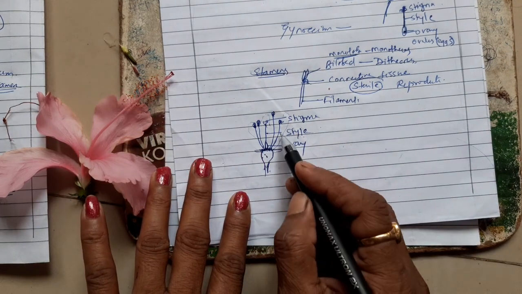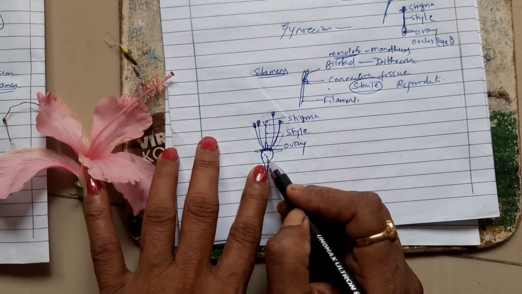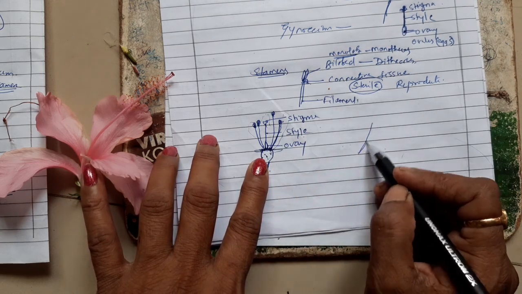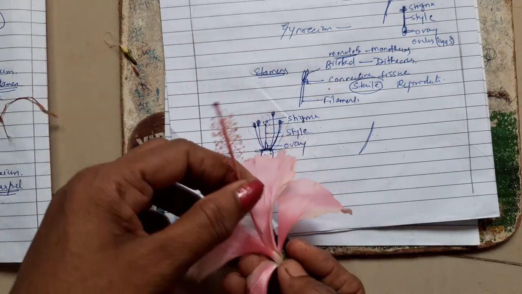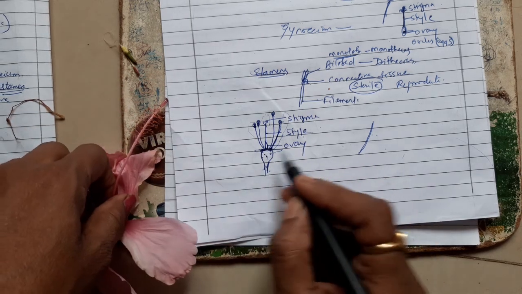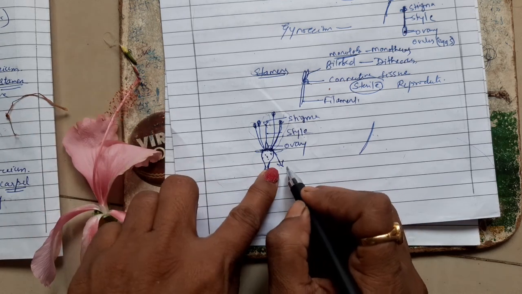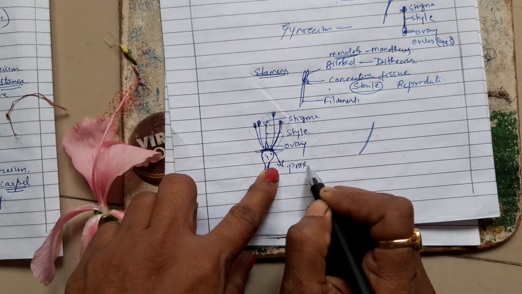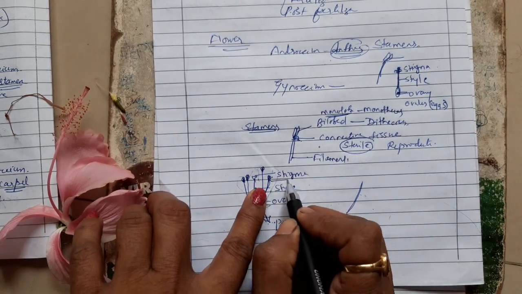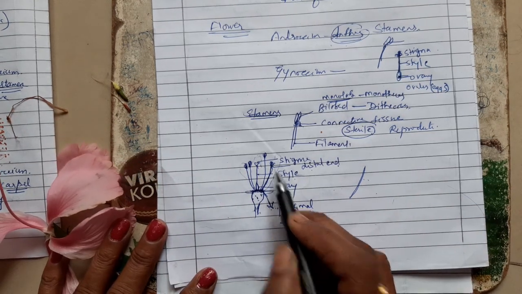Now in this case, if this filament is attached to the thalamus of the flower, there are two types. Either it is attached to the thalamus or it arises from the petal. Now in this case, it arises from this tip, not attached to the thalamus. So when this end is attached to the thalamus, it is called the proximal end, and this end is the distal end of this anther.